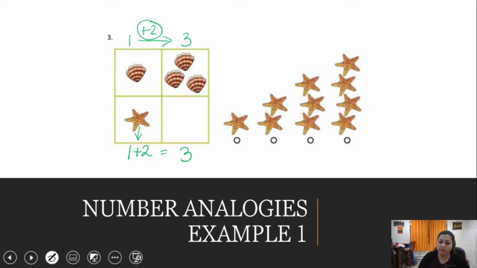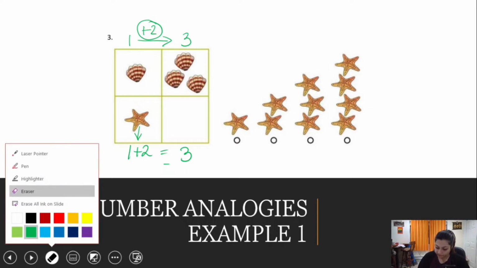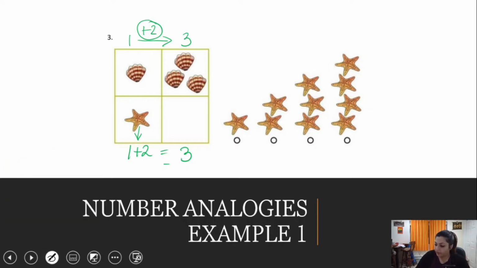The reason I'm doing it this way, because later on they will just add, like, say, one more star here. So then the number will change into 2 plus 2 equals to 4. Just to give you an idea. So our answer will be this one, 3.